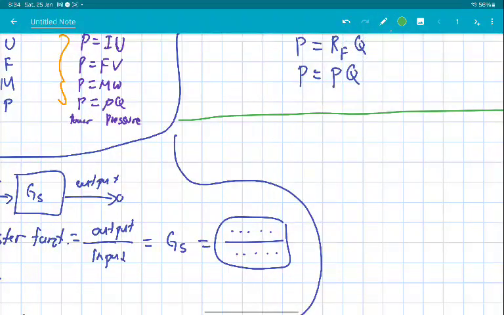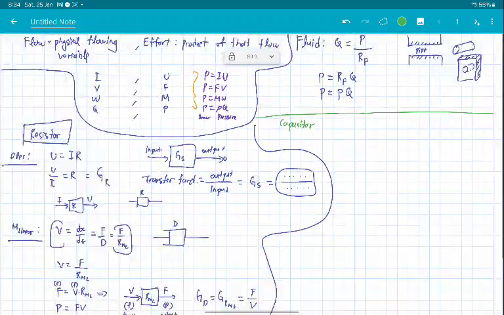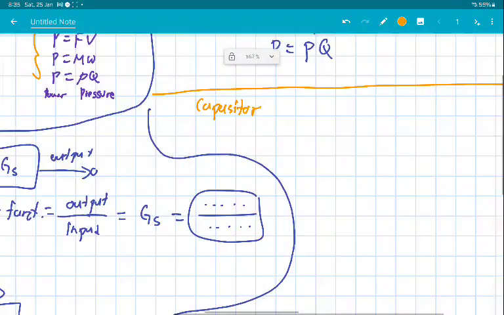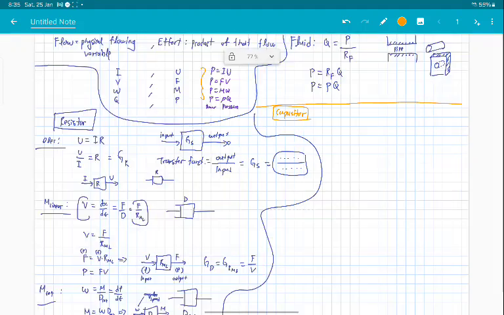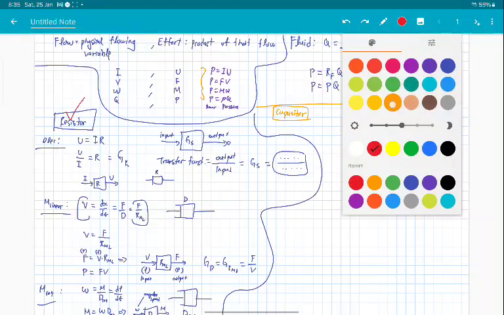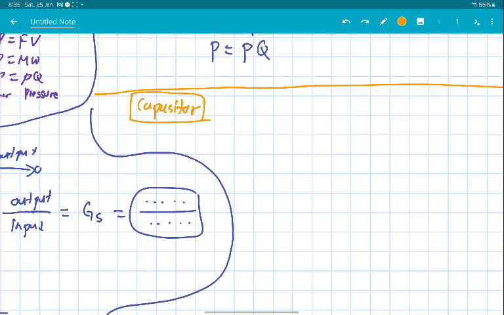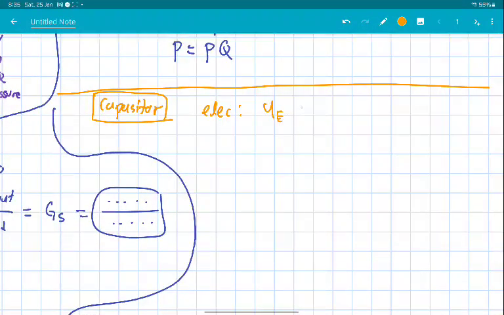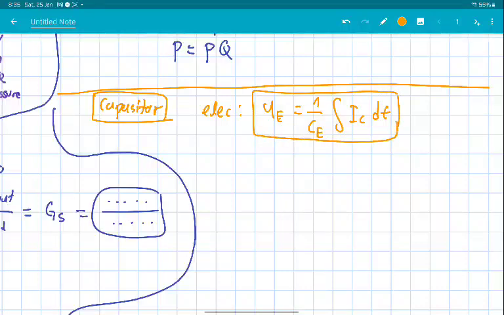We're going to go now to capacitors. I will use the color yellow for capacitors. Just a reminder, we have done our resistor part, and now we're going to do our capacitors, and later on we'll move on to our inductors. In capacitor, in electrical, it's always based off electrical. We say UE is equal to 1 over CE integration of IC dt. This is your main formula where you're going to derive everything from.